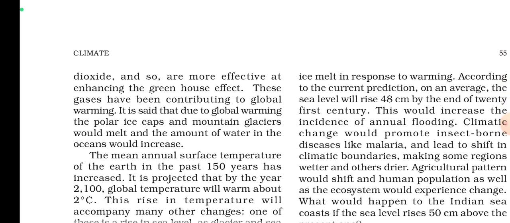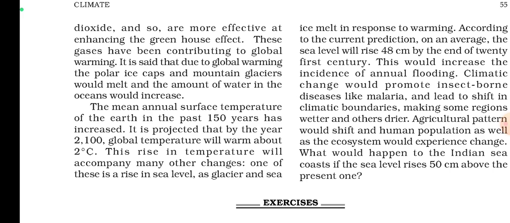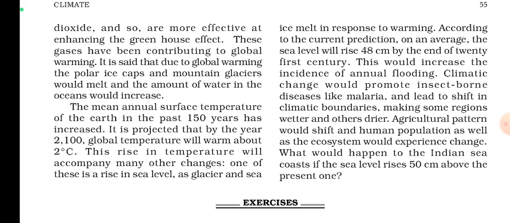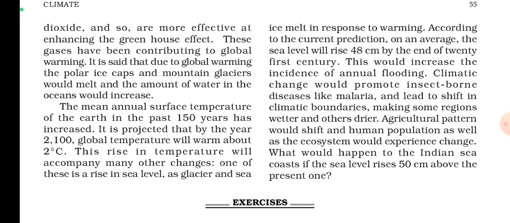Dioxide and so on are more effective at enhancing the greenhouse effect. These gases have been contributing to global warming. It is said that due to global warming, the polar ice caps and mountain glaciers would melt and the amount of water in the oceans would increase. The mean annual surface temperature of the earth in the past 150 years has increased. It is projected that by the year 2100, that means 22nd century, global temperature will warm about 2 degrees Celsius.